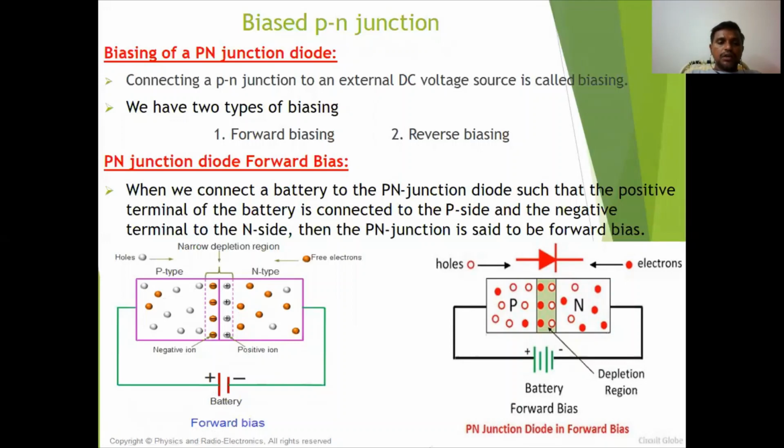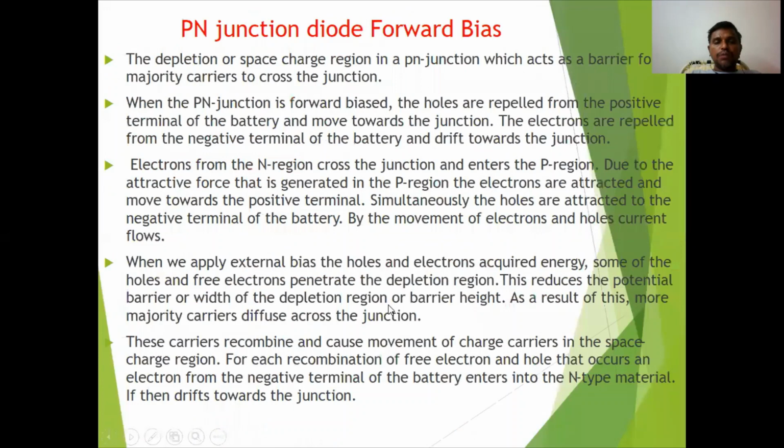Similarly here, due to this positive terminal, the holes will repel and they will be attracted by the negative terminal. Therefore the holes will move into the n-type material. Like that, a movement of holes and electrons takes place. Simultaneously the holes are attracted to the negative terminal of the battery. By the movement of electrons and holes, the current flows.